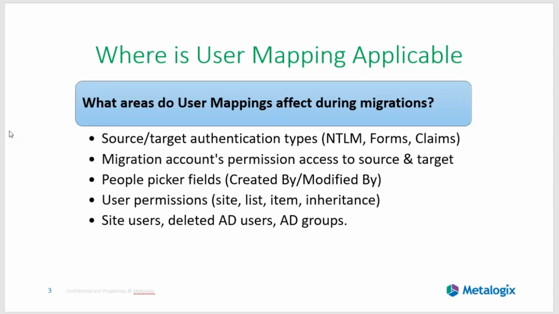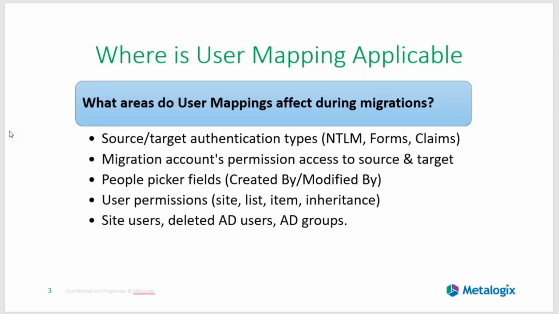User mapping is applicable anytime you're doing a migration. That could be simple migration as an item, a list, sites or subsites. There's also many different types of authentication. Some examples are the domain, claims, NTLM, forms, etc. Those are just a few. User mapping could also be applicable when you want to preserve the created and modified by of a content.